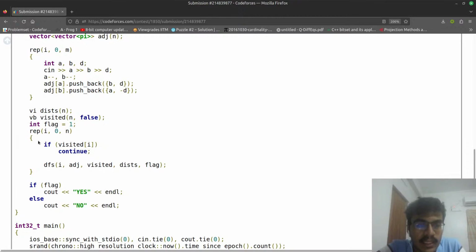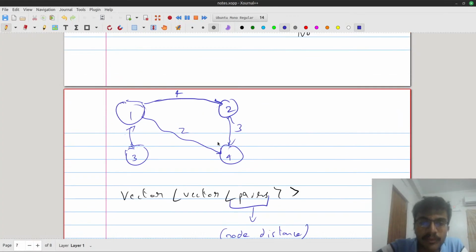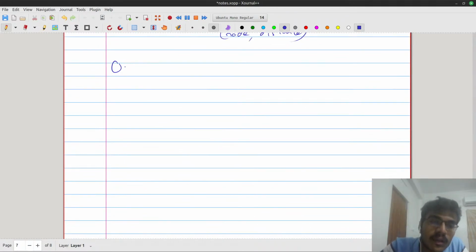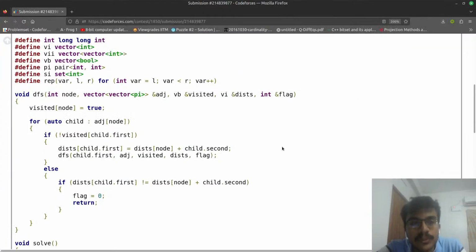If a node is already visited, we don't bother with it, so we just continue. Otherwise, I'm running DFS. As I told you, I'm checking for a contradiction. Whatever graph we have, we'll first assume it's connected. It doesn't need to be connected, but for now let us assume it is, so every component is connected. For now, let's stick with the assumption, and then explain what happens if it's not connected.